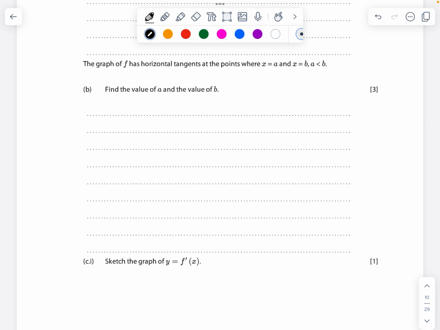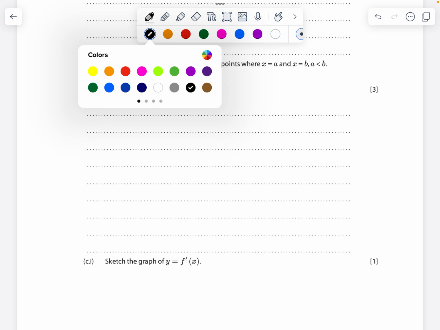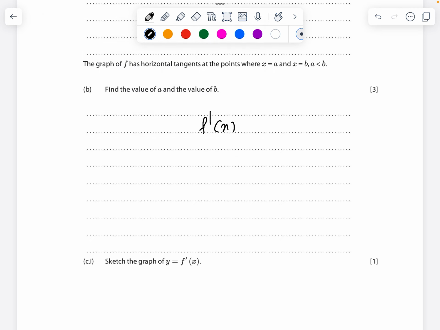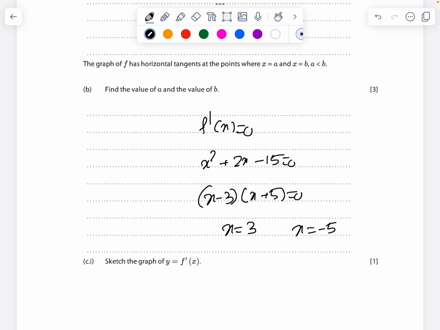Part B. The graph has two horizontal asymptotes. Where does it have horizontal asymptotes? Whenever the first derivative equals 0. So x squared plus 2x minus 15 equals 0. So (x minus 3)(x plus 5) equals 0. So x equals 3, x equals negative 5.